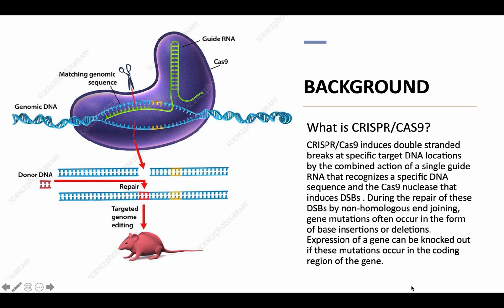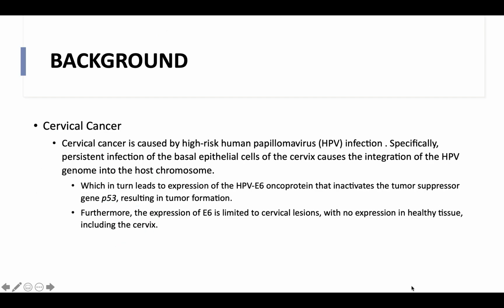CRISPR-Cas9 can be used to induce specific knockout of E6 expression in cervical cancer cells. However, application of such a strategy in clinical practice requires an effective vector that enables gene transfer into targeted cervical cancer cells. Cervical cancer is caused by high-risk human papillomavirus infection. Specifically, persistent infection of the basal epithelial cells of the cervix causes the integration of the HPV genome into the host chromosome.